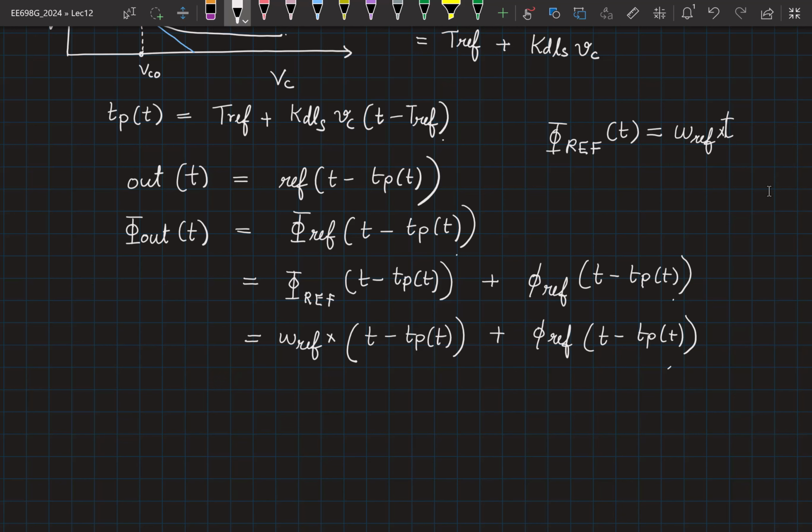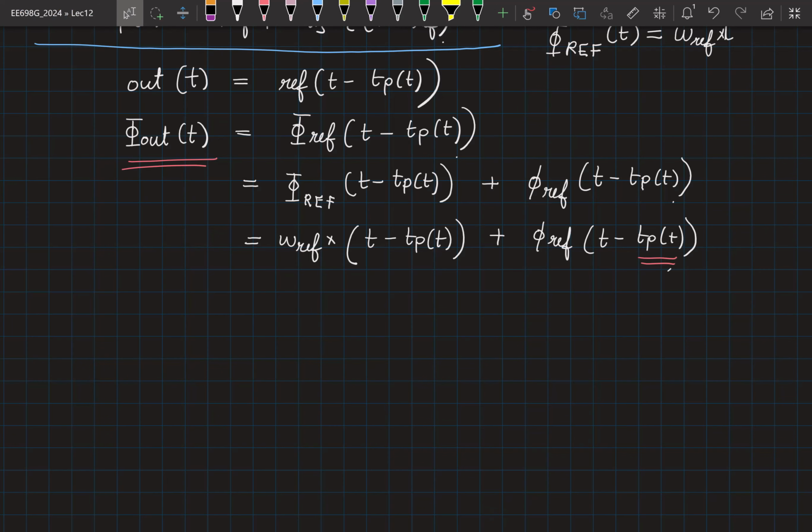Okay. You already know what is the expression of Tp of t. Right? Tp of t is the total delay, like Tref plus some delta t. We are still writing the total phase. Right? So we'll write the total phase on both sides, and then we'll bring out the large signal components, small signal components, and analyze them. So in this expression, you technically know everything. Why don't you give it a try to simplify this? Let's see what you get.